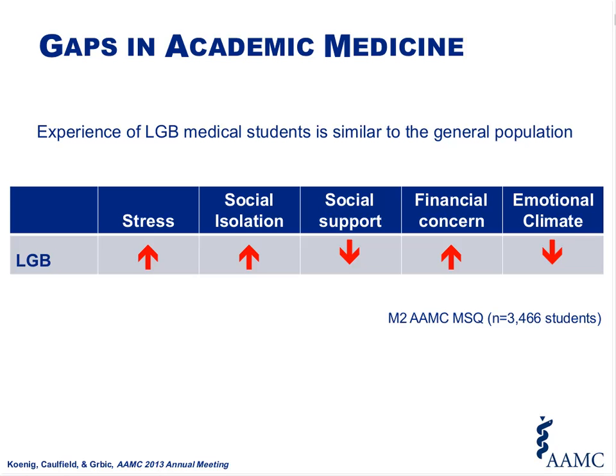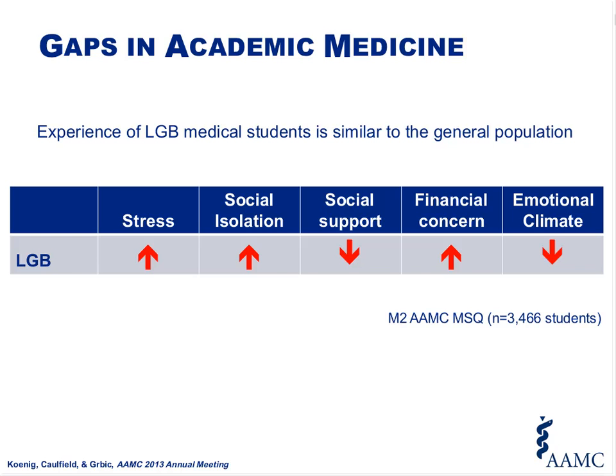And recently, in 2013, AAMC began to look at what the medical students identifying as LGBT were experiencing within academic medicine. So looking at the thoughts of second-year medical students, what we can see here is that lesbian, gay, and bisexual medical students experience increased stress, increased social isolation, decreased social support, and a decreased emotional climate. What this really says to me is that the climate within academic medicine is no better than the climate existing in the general community, where you do have this increased social isolation and decreased social support.